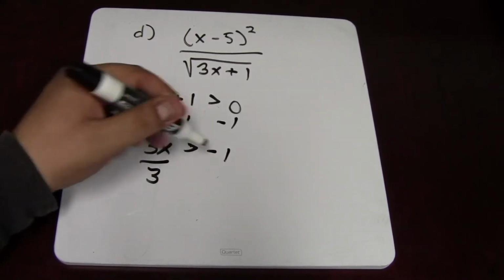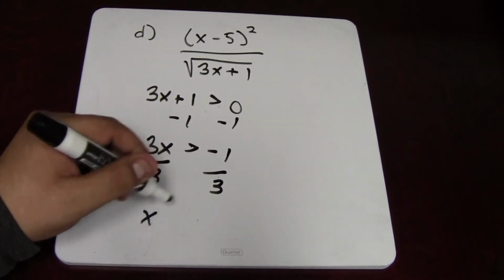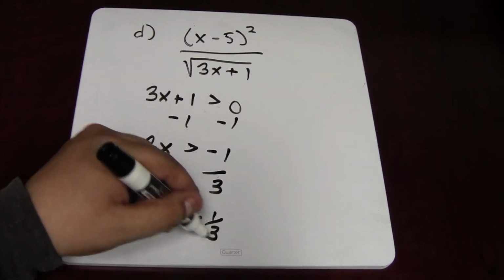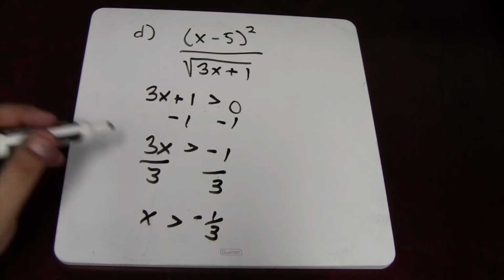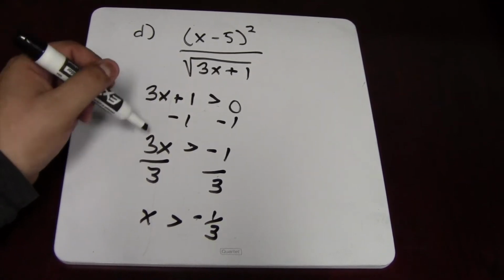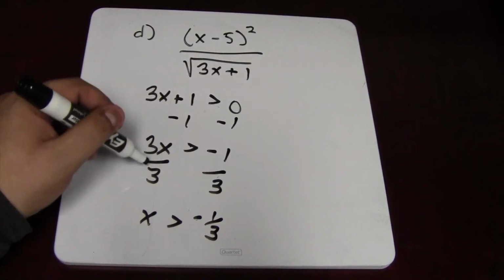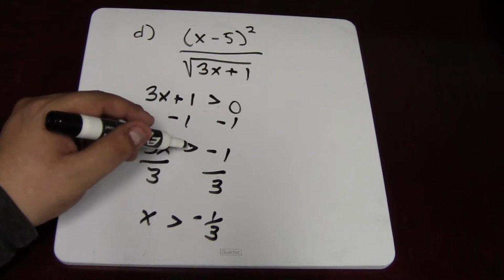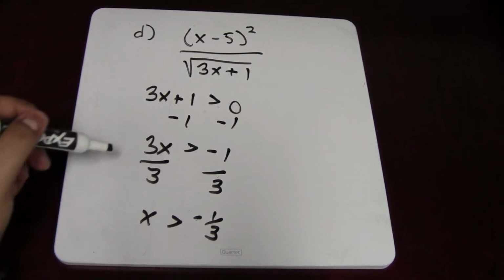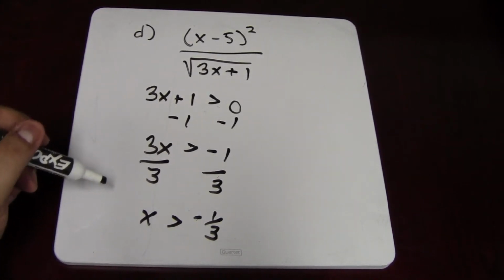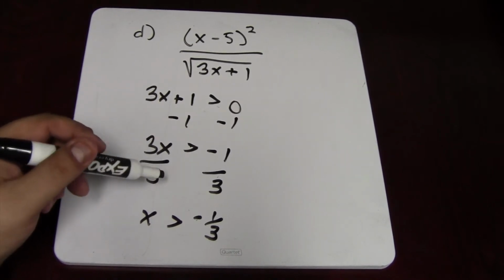and if I divide by 3, I get x is greater than negative 1/3. Now please also keep in mind, I didn't mention this last time, remember that if I was dividing by a negative here, this sign would flip. But in this case, I did not do that, so the sign did not flip. So just make sure you have that in your toolbox so you know.